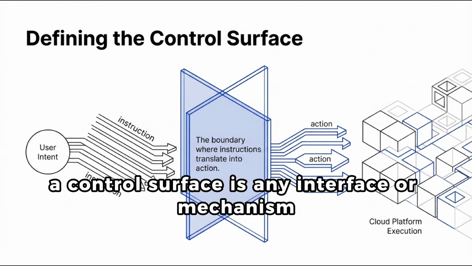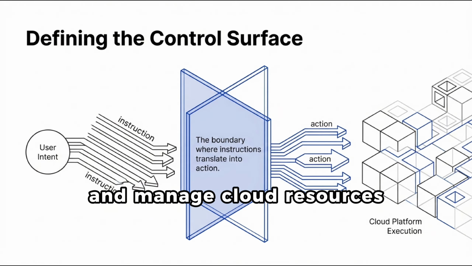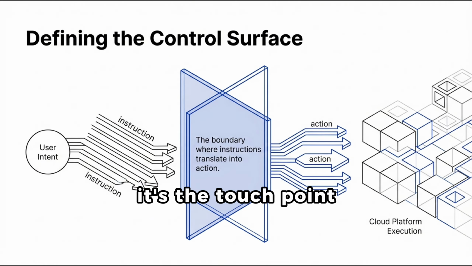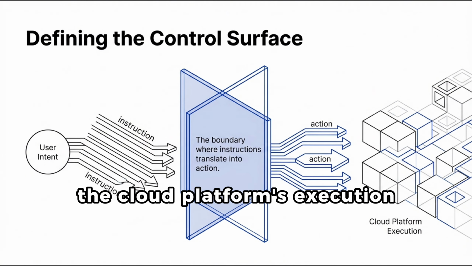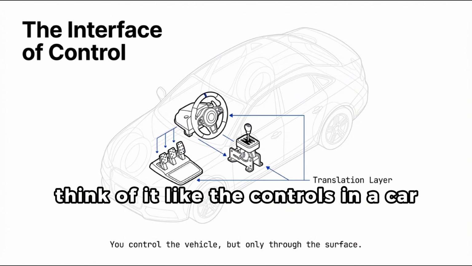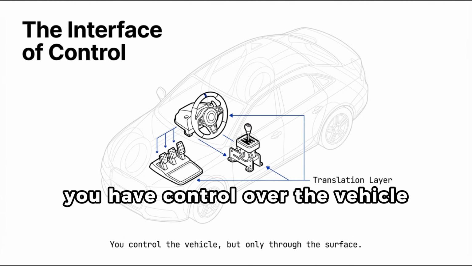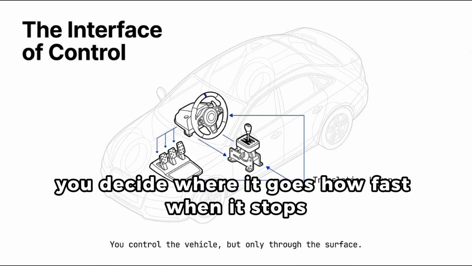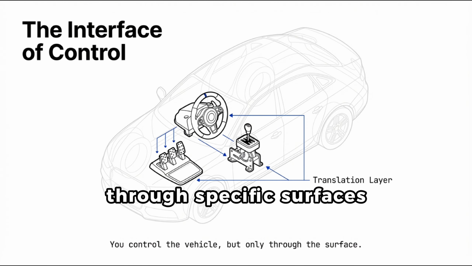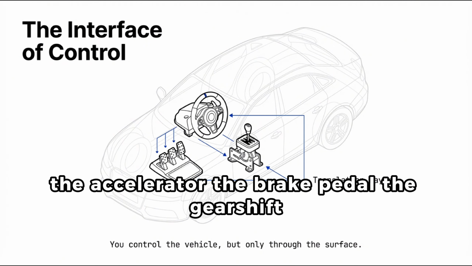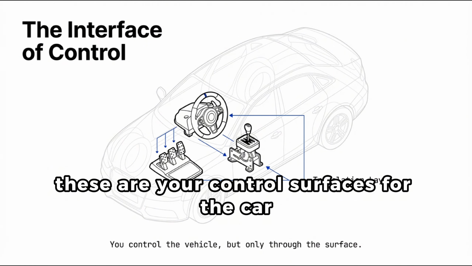A control surface is any interface or mechanism through which you interact with and manage cloud resources. It's the touch point, the boundary where your instructions meet the cloud platform's execution. Think of it like the controls in a car. You have control over the vehicle. You decide where it goes, how fast, when it stops. But you exercise that control through specific surfaces: the steering wheel, the accelerator, the brake pedal, the gear shift. These are your control surfaces for the car.